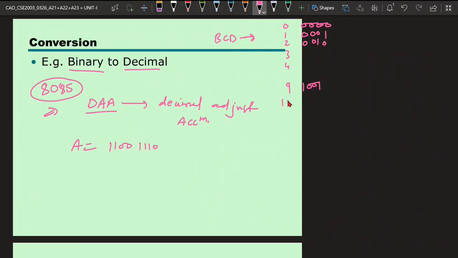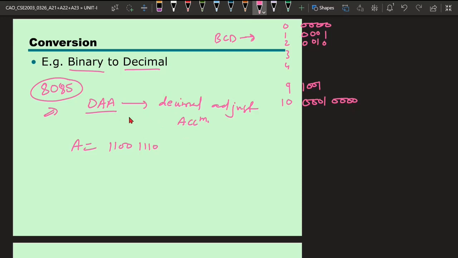After 9, the number 10 will not be represented with 4 digits; it will take 8 digits to represent. So in BCD, 10 will be represented by 0 0 0 1 and then 0 0 0 0. So each digit up to 9 is defined separately. If 1 0 is there, it will be represented by 1 separately with 4 bits, 0 separately with 4 bits.